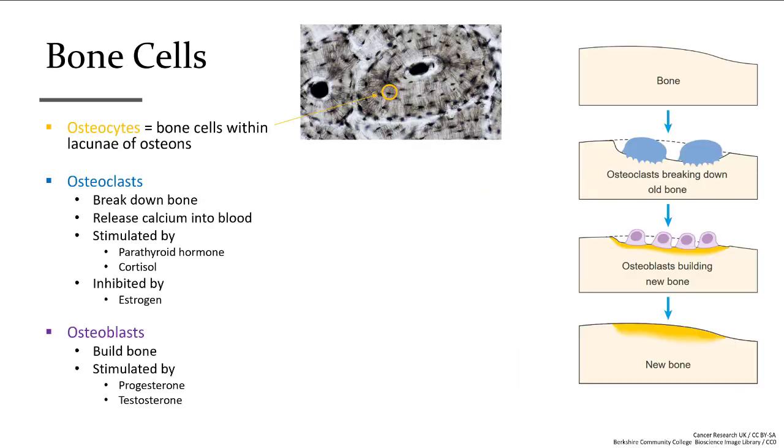We can see here osteocytes are the bone cells. They're found within the lacunae of osteons. We have osteoclasts that break down bone. They release calcium into the blood. So when our body needs more calcium, it just tells the bones to break it down so we can put it in the blood, which is really why we need to eat more calcium and magnesium and have it in a regular diet. Osteoblasts, they build bone. This also occurs when you have excessive amounts of calcium that needs to go into bones for storage.